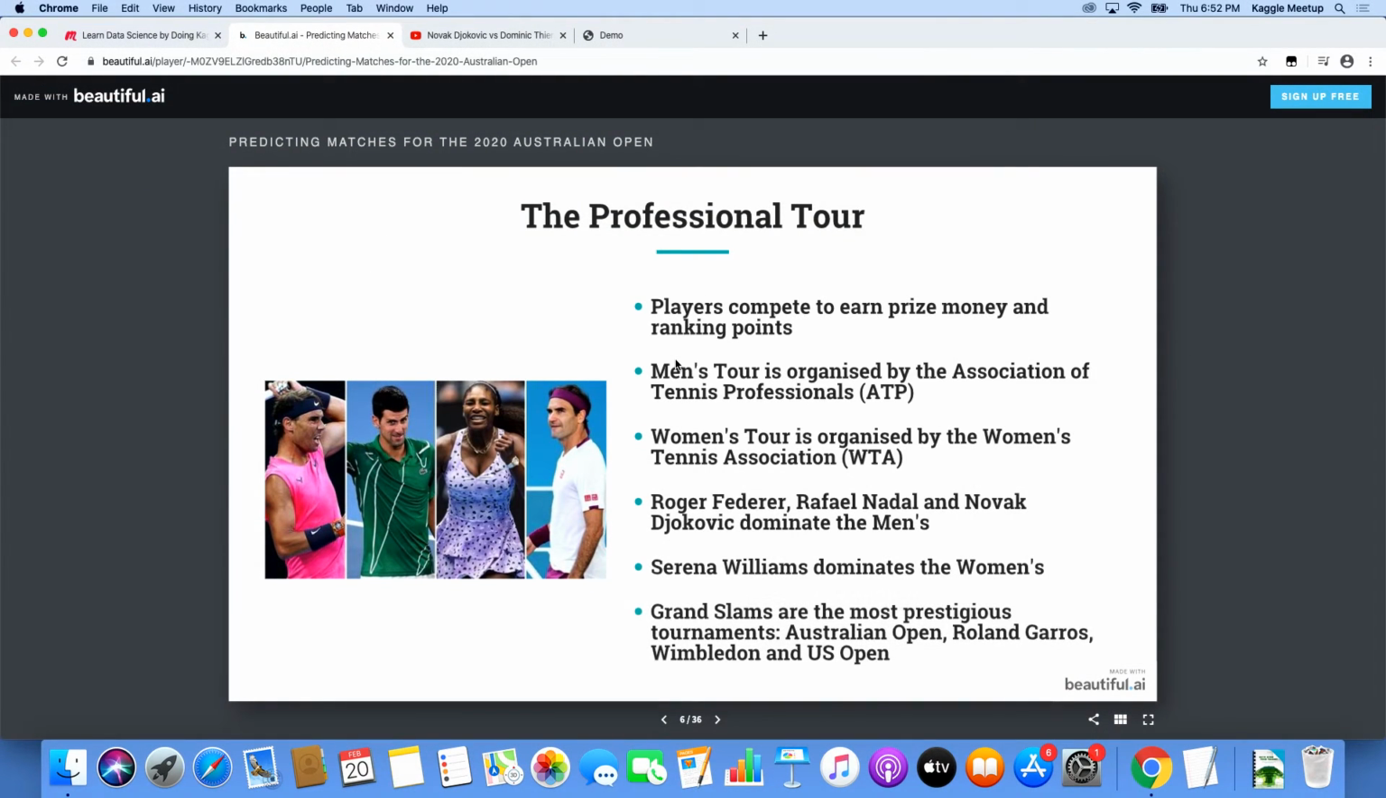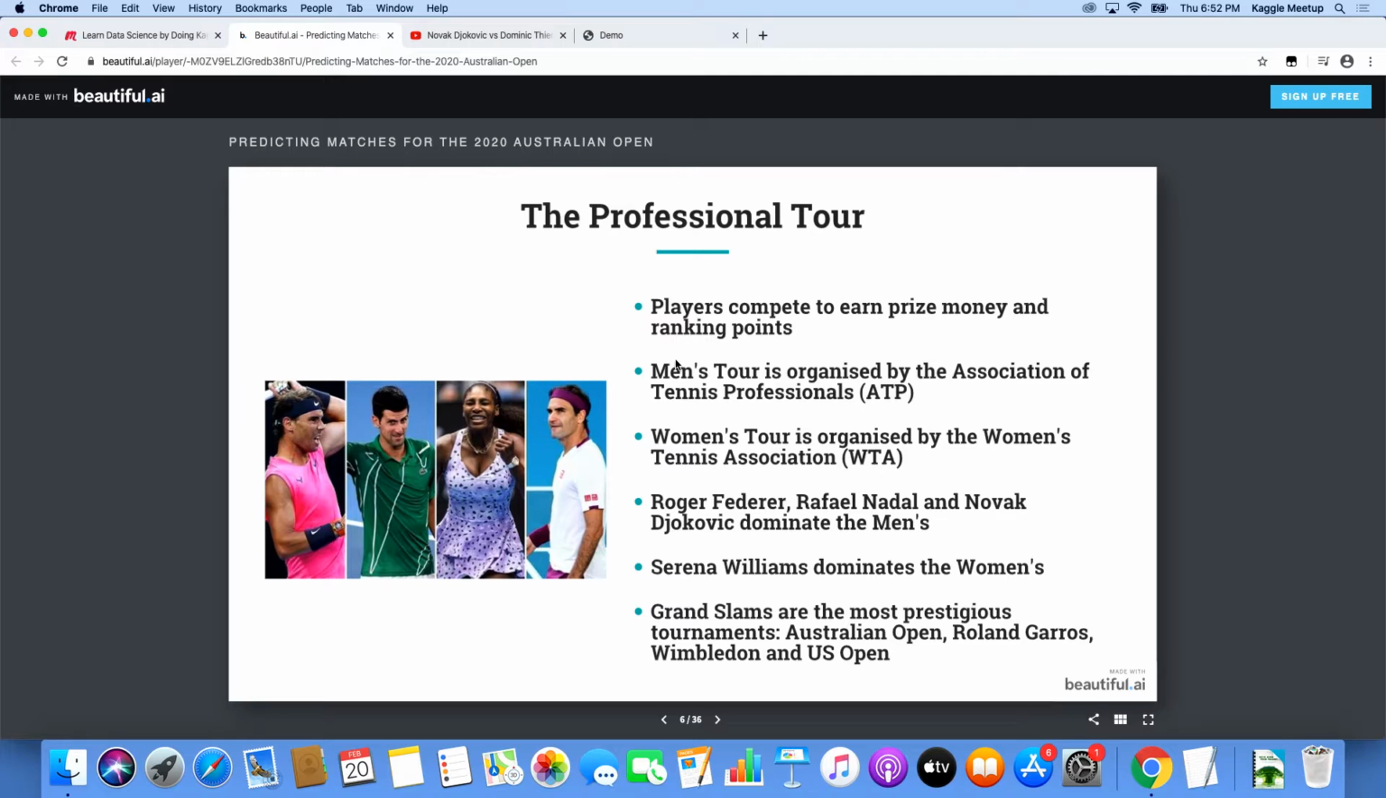The professional tour is organized by 2 main organizations. The ATP, Association of Tennis Professionals, organizes the men's tour, and the WTA the women's. Above that sits the International Tennis Federation, but I think they also have their own tour as well. But for the men's, they usually play in the ATP, and the women's usually play in the WTA. Roger Federer, Rafael Nadal, Novak Djokovic are 3 big names that you've probably heard of when it comes to the men's singles, and Serena Williams for the women's singles.